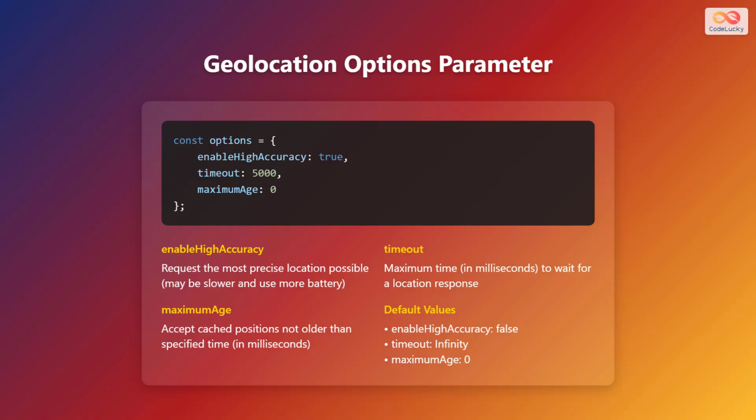The Geolocation API offers an options parameter to fine-tune location requests. Here's an example of how to use the options parameter. The options object can include properties like enableHighAccuracy, timeout, and maximumAge. The enableHighAccuracy property, when set to true, requests the most precise location possible, but may be slower and use more battery. The timeout property specifies the maximum time in milliseconds to wait for a location response. The maximumAge property accepts cached positions that are not older than the specified time in milliseconds.